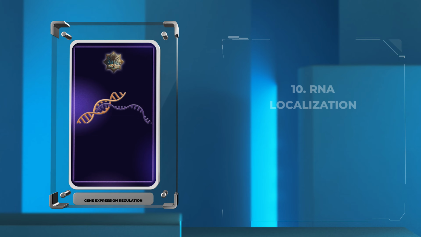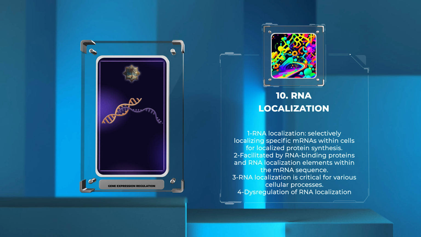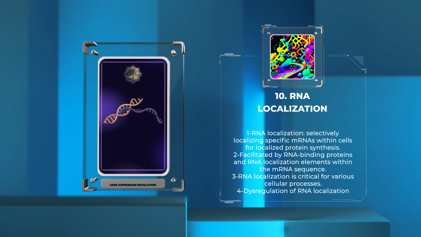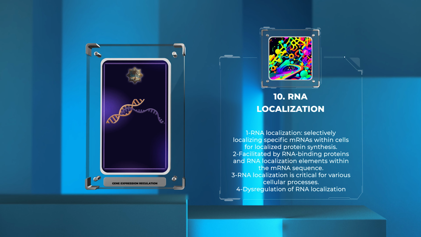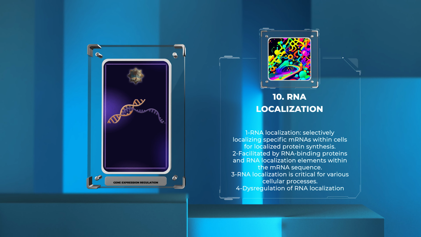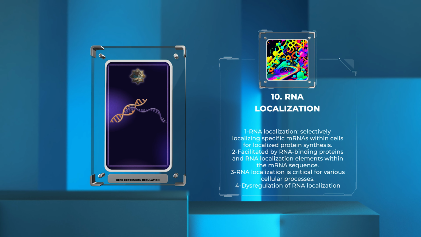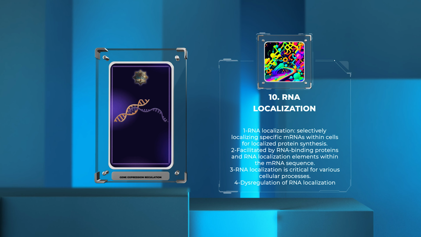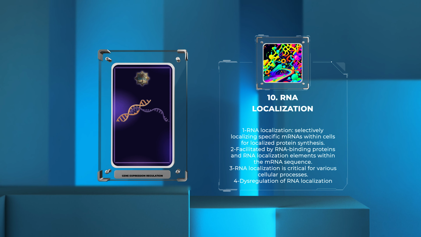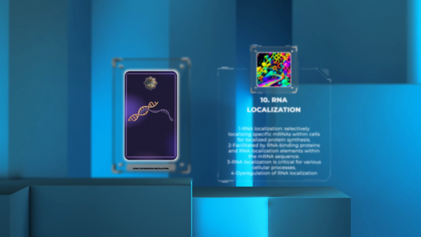In addition to their coding potential, specific mRNAs can be selectively localized within cells, allowing for localized protein synthesis and spatial control of gene expression. This process is facilitated by RNA-binding proteins and RNA localization elements within the mRNA sequence. RNA localization is critical for various cellular processes, including embryonic development, neuronal connectivity, and immune responses. Dysregulation of RNA localization can disrupt normal cellular functions and contribute to diseases, including developmental disorders and certain cancers.